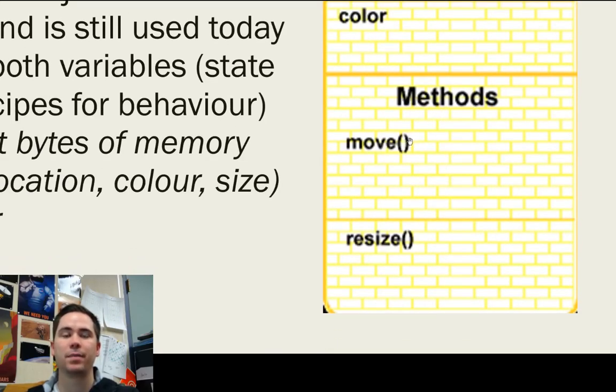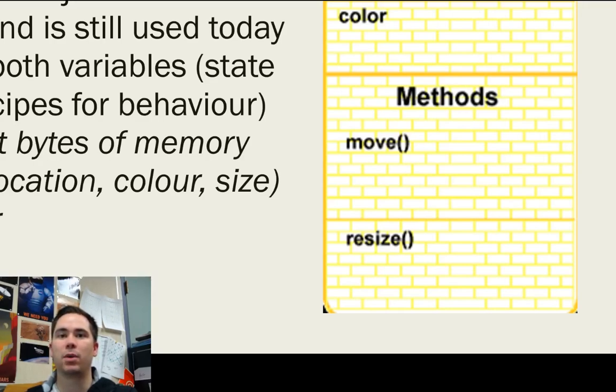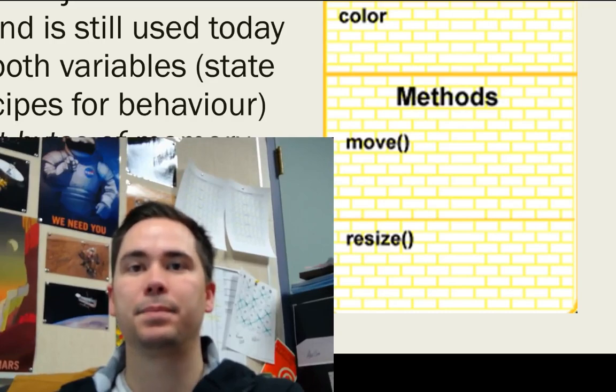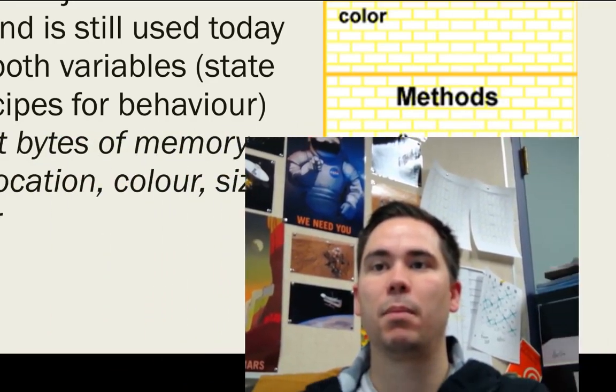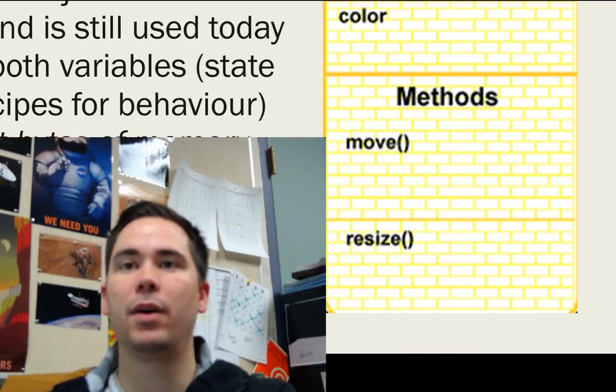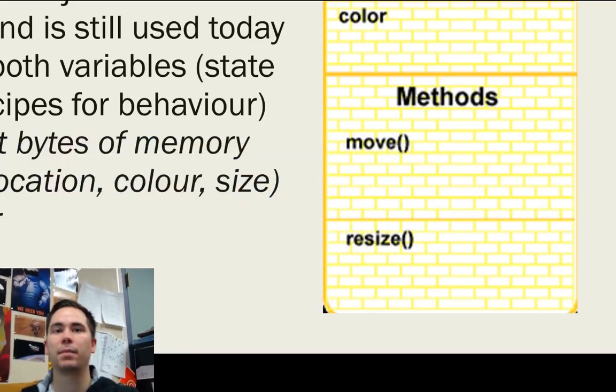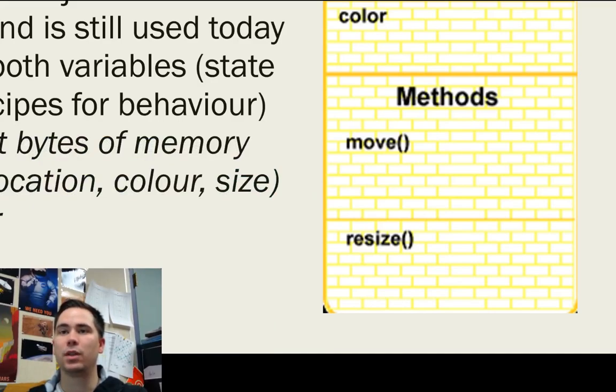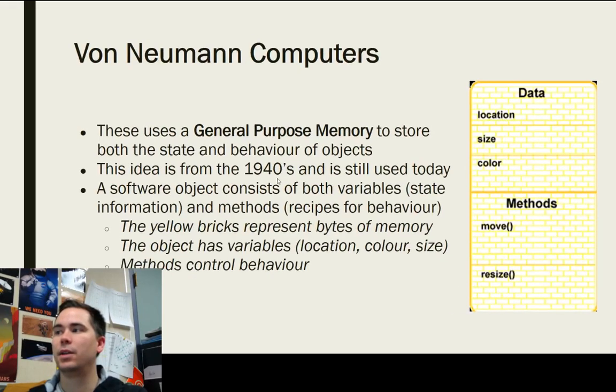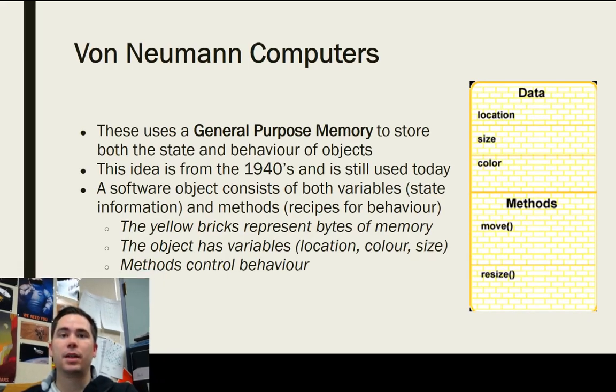So maybe this is a red, yellow square moving around the screen there. It would have a move method in there. If I wanted to resize my window, for instance, make my head a little bit bigger, I could. This program's using a resize method here, or I could move my head around the video, and you can see that working there. So those are all different methods that you can use in your programs. This idea was theorized in the 1940s. It's still used today.